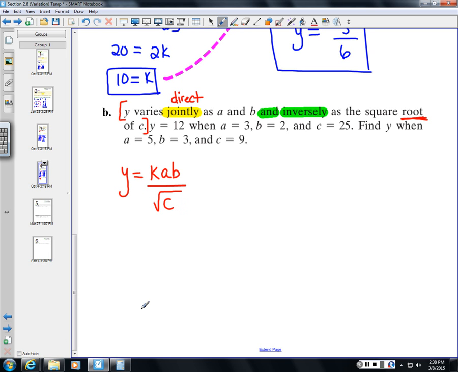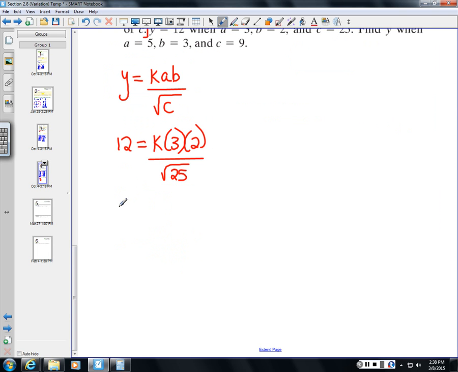Once we have that, now we're just ready to plug in the numbers they give me in the second sentence. Y is 12. They give me a is 3, b is 2, and c is 25. That gives me 12 equals 6k over 5. A couple different ways we can do that. If we just start by multiplying both sides by 5 to move the 5 over, and you can multiply by the reciprocal here. You can multiply both sides by 5 over 6, but I'm just going to do one step at a time. Dividing both sides by 6 gives me a constant, again, like the last problem, came out with a constant of 10.